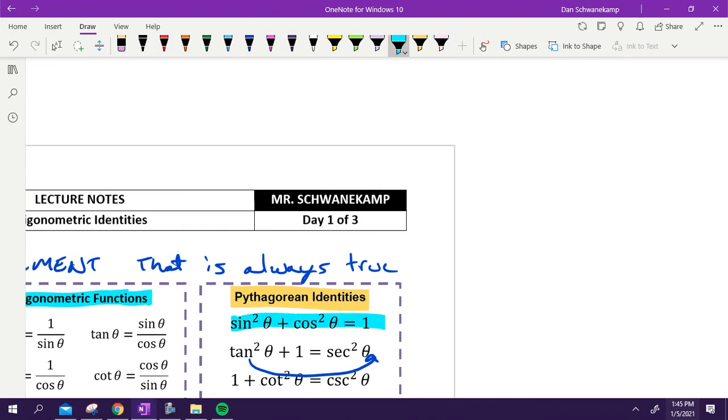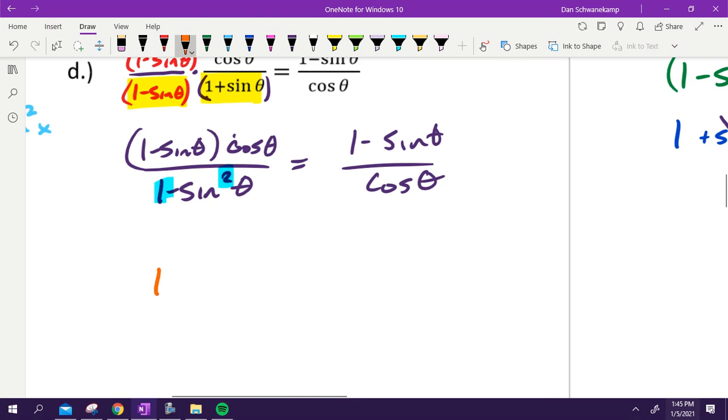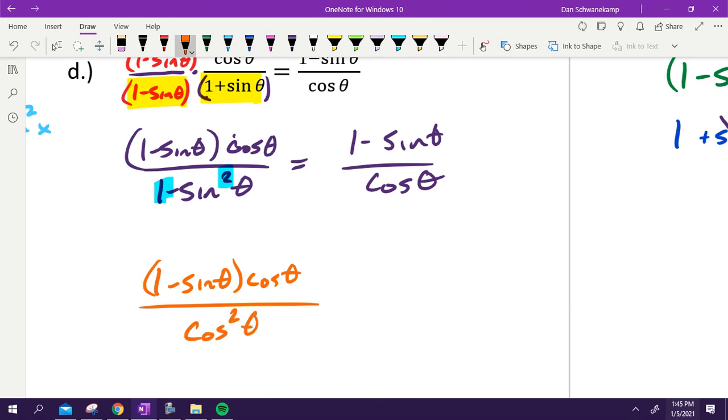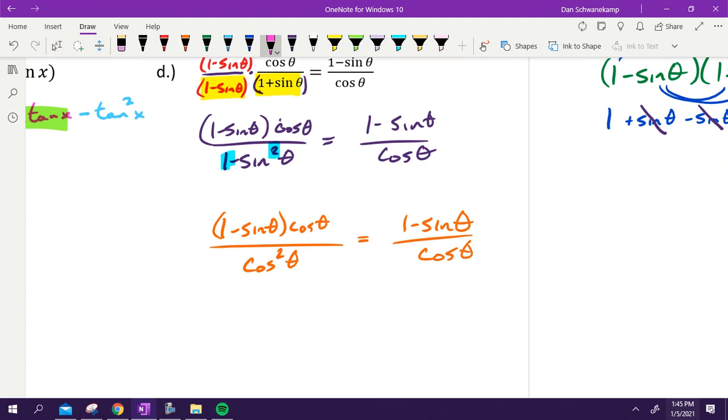Boom, right here. What is 1 minus sine squared going to be equal to if I move this sine squared over? It's cosine squared. This is the same as this. 1 minus sine times cosine. But instead of this on bottom, I could replace it with cosine squared. Now what can I do? They're not the same yet. They're close, but they're not the same.